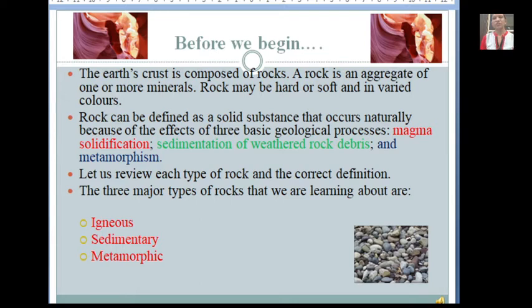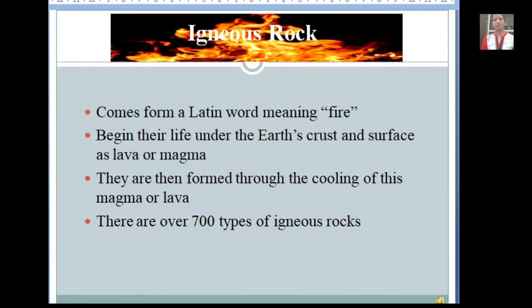And on the basis of this type of composition, we can divide rocks into three parts. There are three major types of rocks found over the earth's surface. First, igneous rocks, second, sedimentary rocks, and third, metamorphic rocks. Now we will study them one by one. First, let us take igneous rocks.